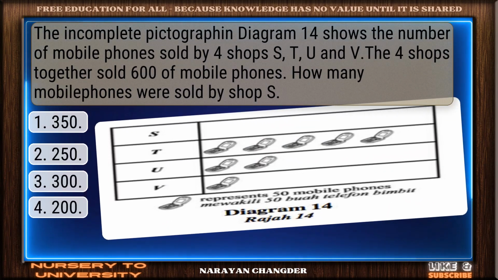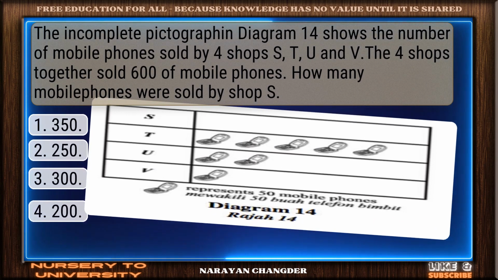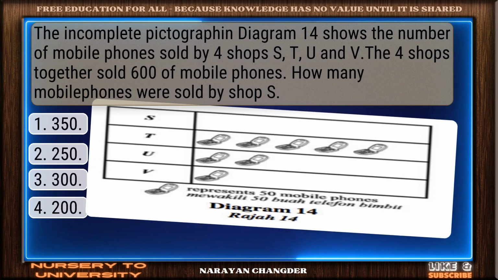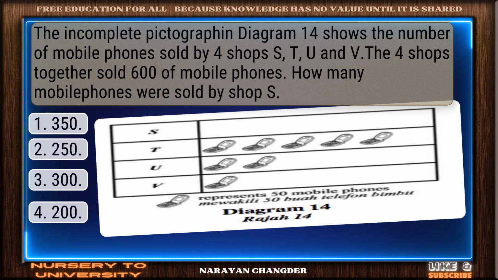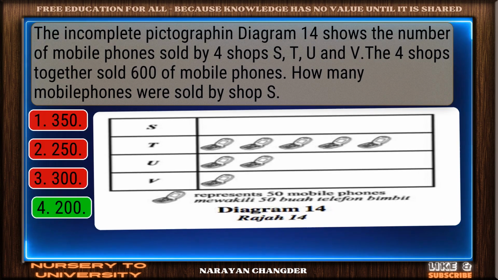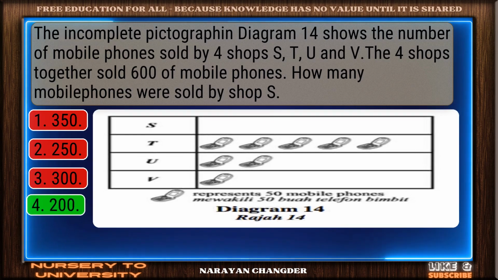The incomplete pictograph in diagram 14 shows the number of mobile phones sold by 4 shops S, T, U, and V. The 4 shops together sold 600 mobile phones. How many mobile phones were sold by shops? You got it? Your choice, 200, is right.